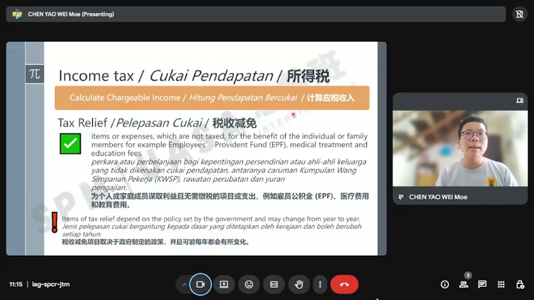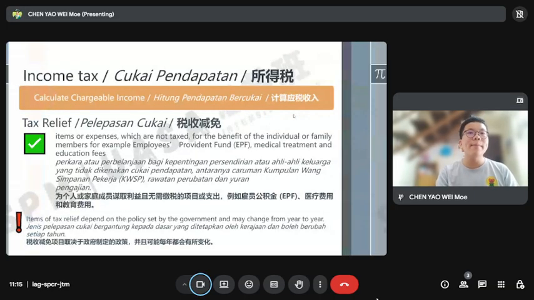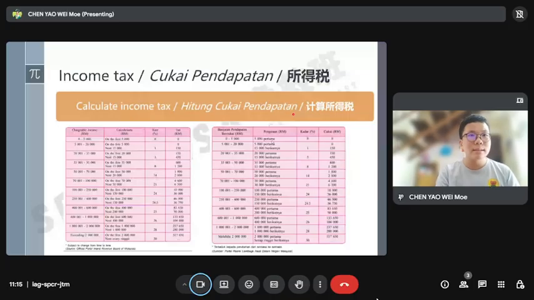Next, calculate income tax. To calculate income tax, you follow this table. This table no need to remember because in the question you will be given the table. Okay, they will cut it into small parts, in questions that are talking about income tax. Income tax is like this. For example, your chargeable income is 40,000. 40,000 is in this range.